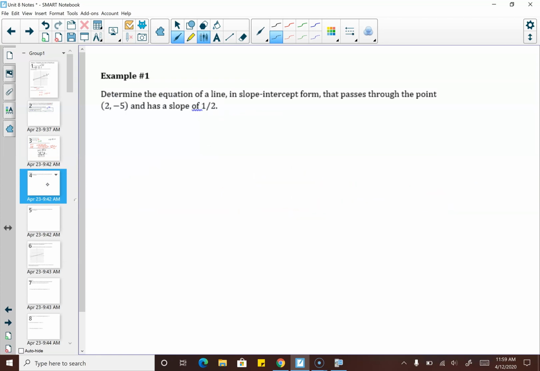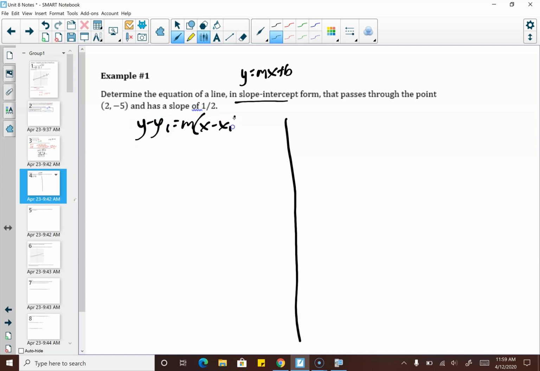Determine the equation of a line in slope-intercept form. So that's y equals mx plus b. That passes through the point 2, -5 and has a slope of 1/2. So actually I'm going to show you two different ways to do this. Now, ideally, you're going to get comfortable with this slope-intercept formula, okay? And that's what I'd prefer, but if we look here, we've got x1 and y1.